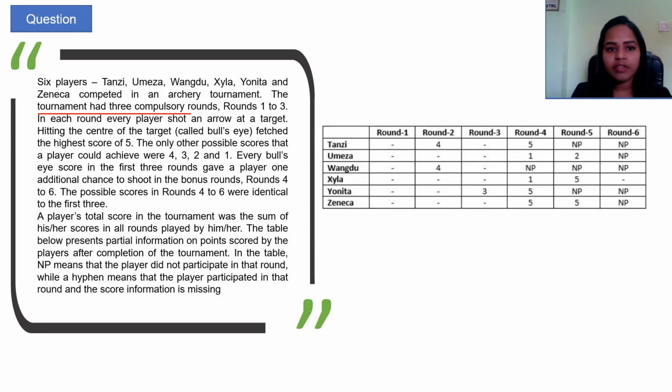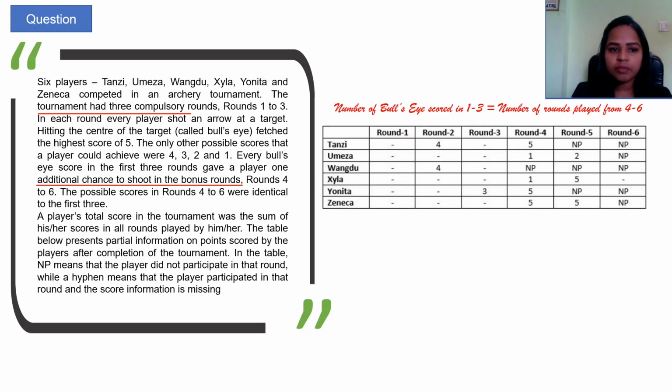Every bullseye score in the first 3 rounds gave a player one additional chance to shoot in the bonus rounds, round 4 to round 6. Meaning, the number of rounds that are played from 4 to 6 is equal to the number of bullseyes that are scored in rounds 1 to 3. This is very clear. The possible scores in rounds 4 to 6 were identical to the first 3, meaning from 1 to 5 they can get any integer score. A player's total score in the tournament was the sum of his or her scores in all rounds played by him or her.